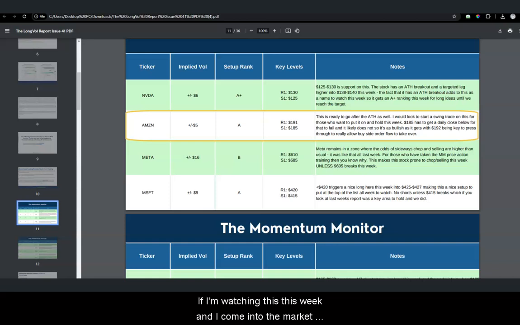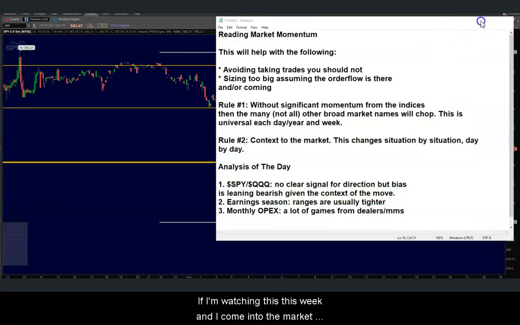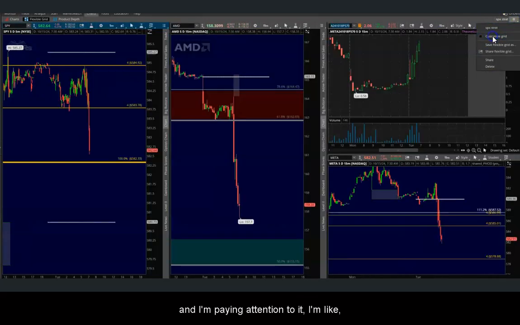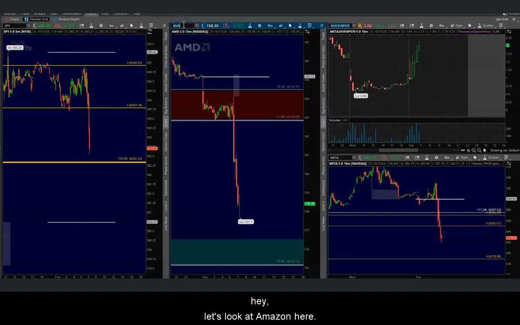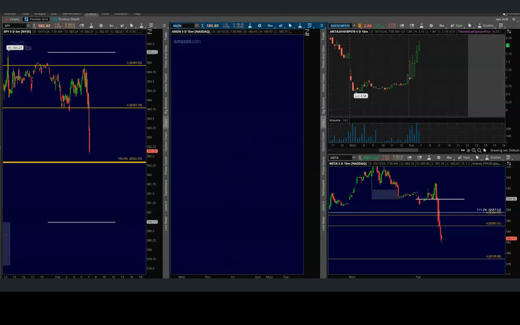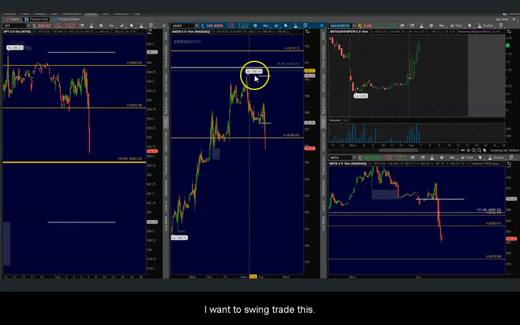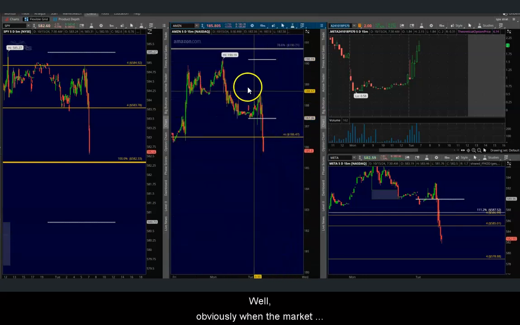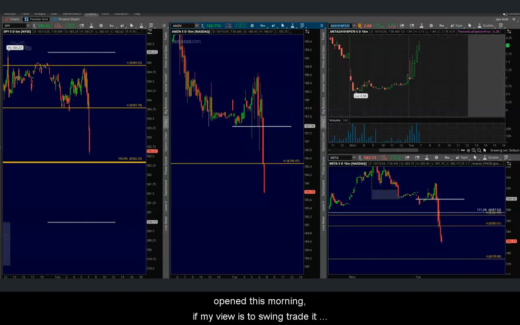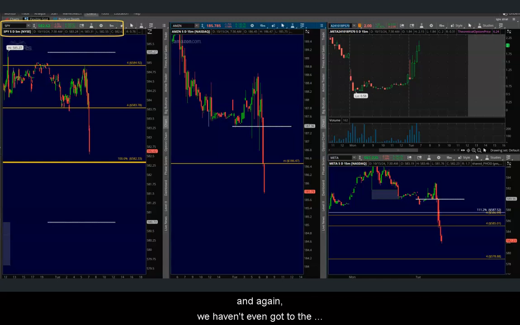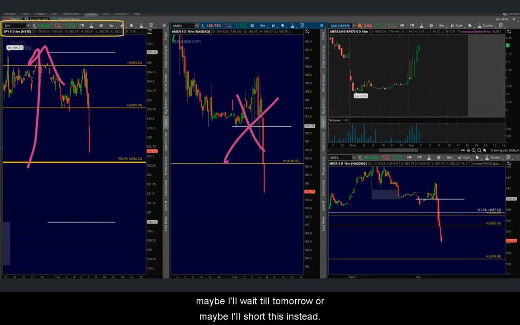Okay, so if I'm watching this week and I come into the market and I'm like, hey, let's look at Amazon here. And I was like, I want to swing trade this. Well, obviously, when the market opened this morning, if my view is to swing trade it, because I read contextually what the SPY, and again, we haven't even got to the QQQs yet, because contextually I was reading this, right? It would negate my view of taking a long. I'd say, okay, maybe I'll wait till tomorrow, or maybe I'll short this instead. Maybe it changes my short-term view in the market.